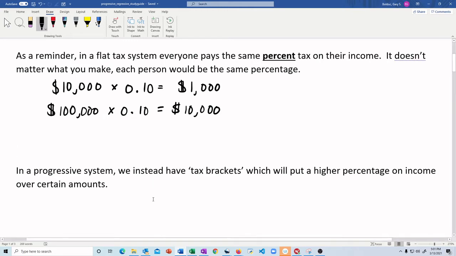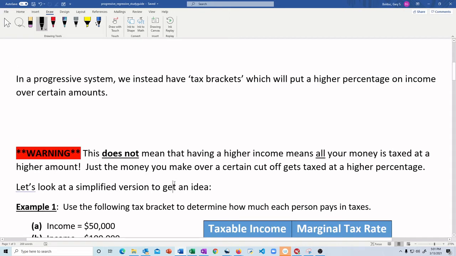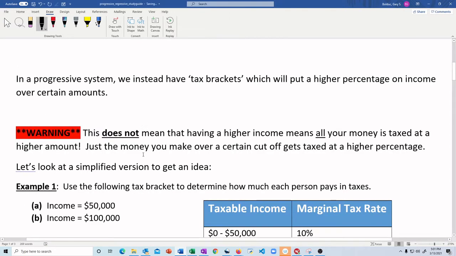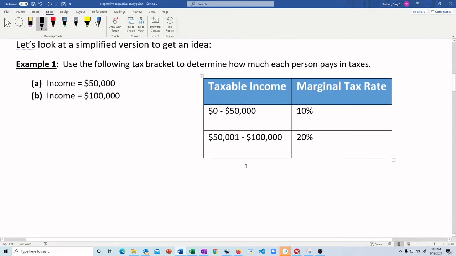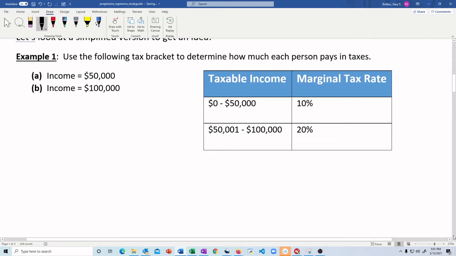So what does this look like? Let's just jump into an example to see it. Here's my warning, that's what I just said, so make sure you're paying attention to that. All right, let's get into an example here. We have a tax bracket here. Usually they're more complicated than this, but I'm trying to make it as simple as possible for our example. So we've got two brackets here.